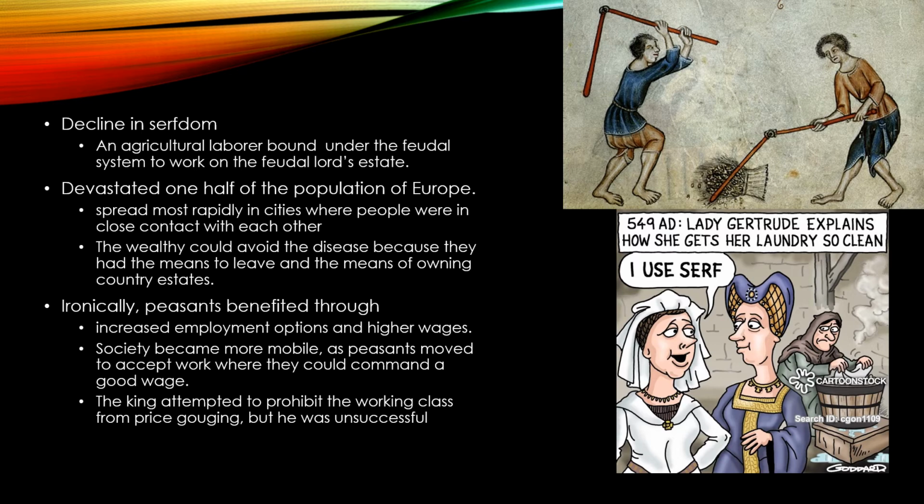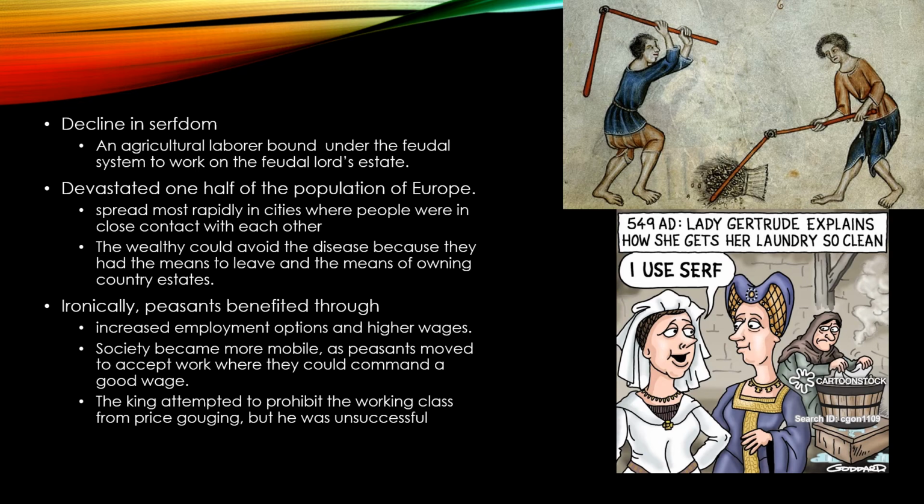It spread most rapidly in cities where people lived in close contact with each other. The wealthy, however, had the money and the means to escape. They would leave London. They had horses, they had carriages, and they had summer houses. So they were able to avoid a lot of the death rates that the lower classes did. So what happens whenever a Black Plague knocks out your workforce?